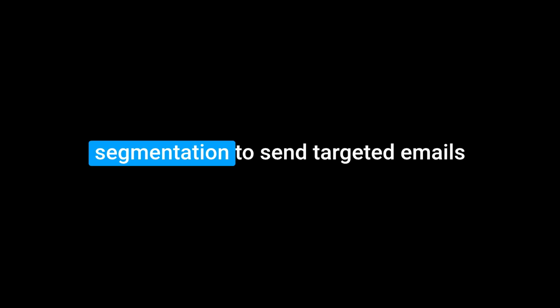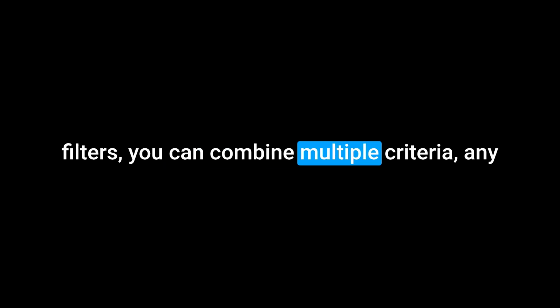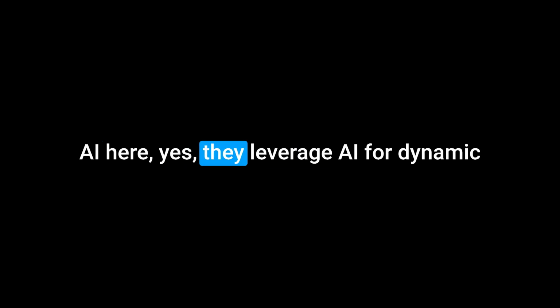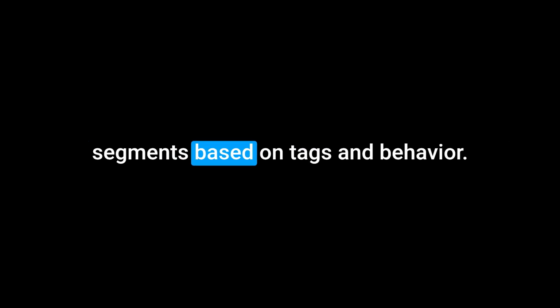Aweber enables sophisticated segmentation to send targeted emails based on specific subscriber activity. It provides list segmentation with advanced filters where you can combine multiple criteria. Any AI here? Yes, they leverage AI for dynamic segmentation, which is quite powerful. It continuously updates segments based on real-time behavior, purchase history, and engagement levels without you needing to manually refresh them. Their tagging system also helps ensure messages are relevant. It can automatically tag subscribers based on their interactions, like clicking a specific link or visiting a specific page via tracking, allowing you to easily save and send campaigns to these dynamically created segments. Dynamic segments based on tags and behavior.